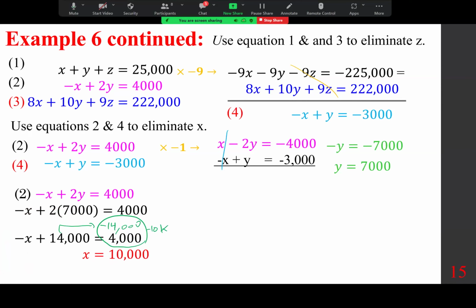I'm going to call it negative 10K. So if minus X is negative 10K, X is positive 10K. So $10,000.